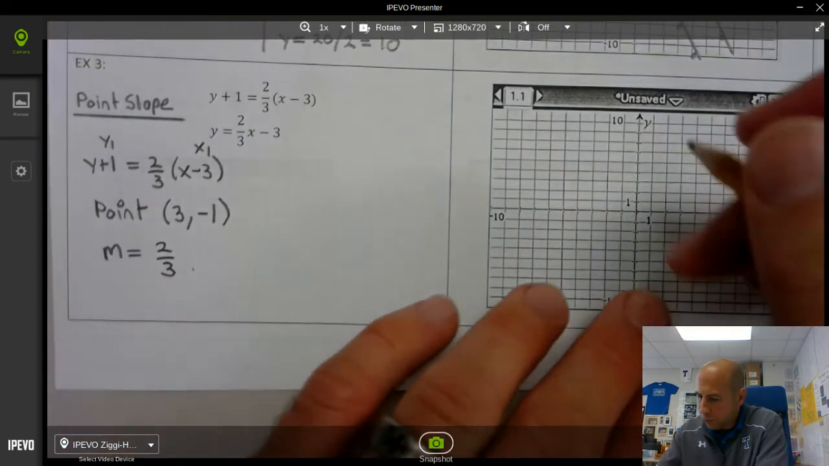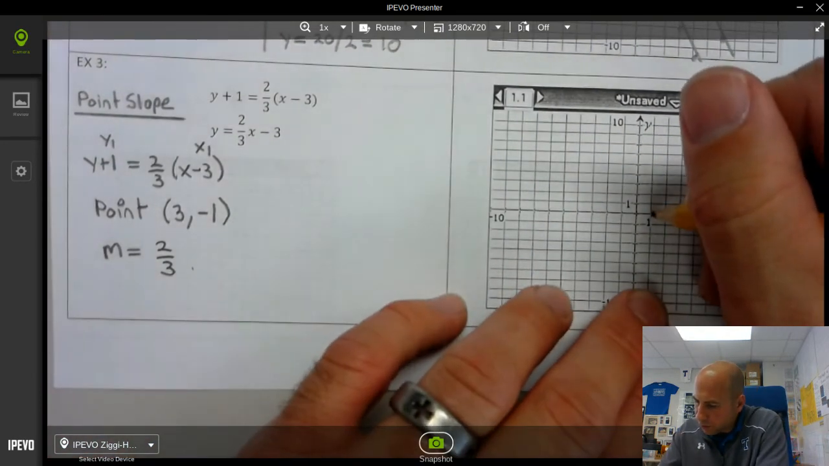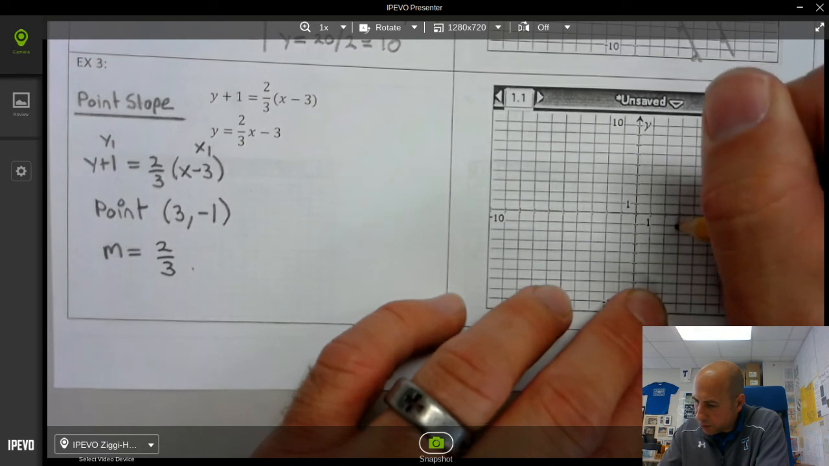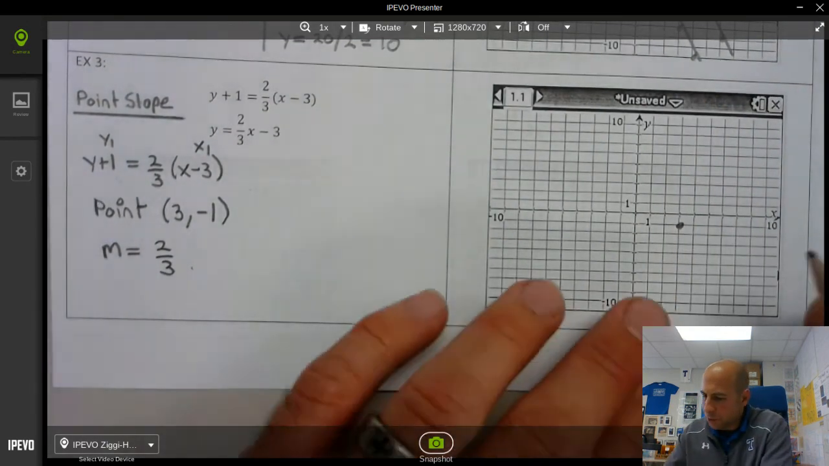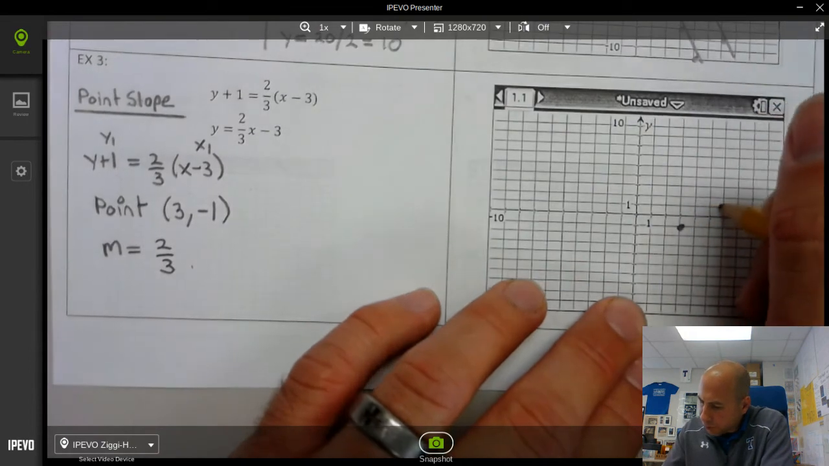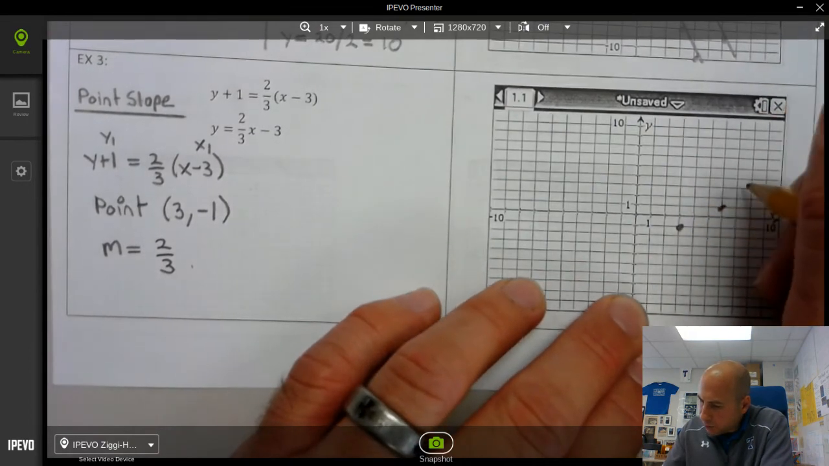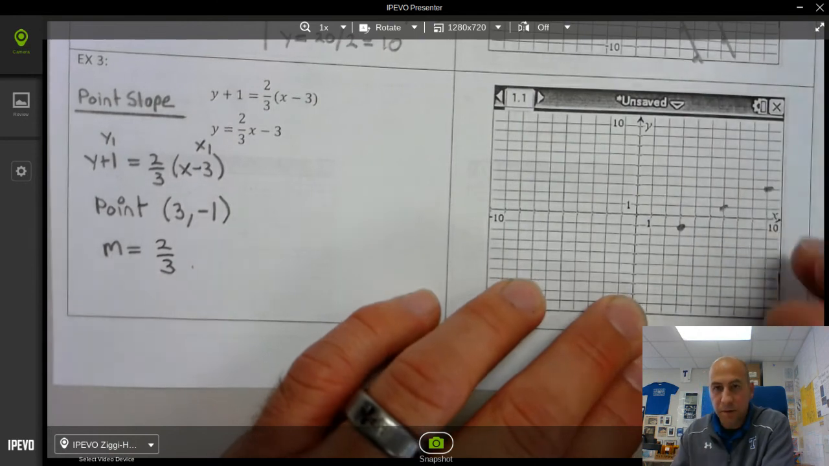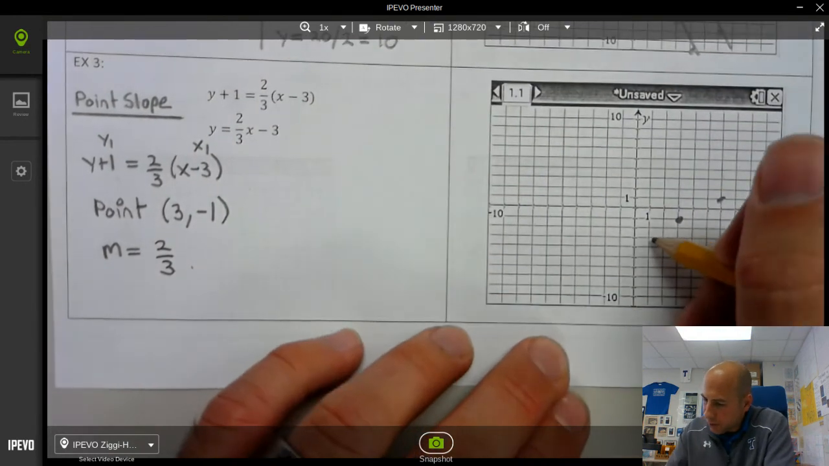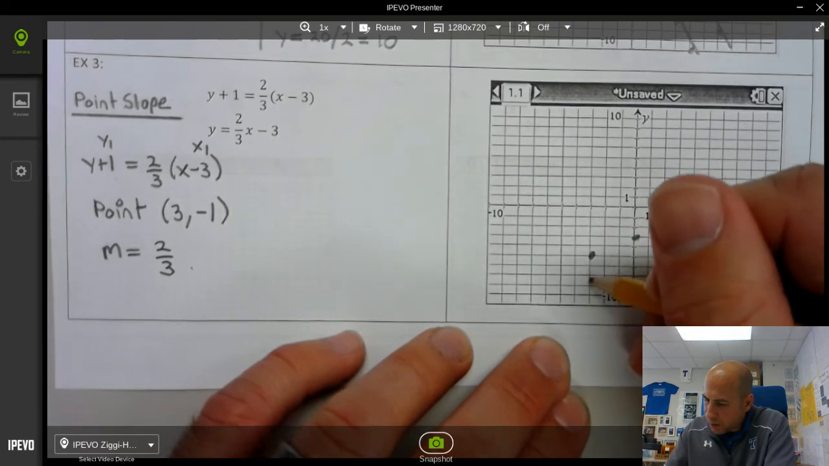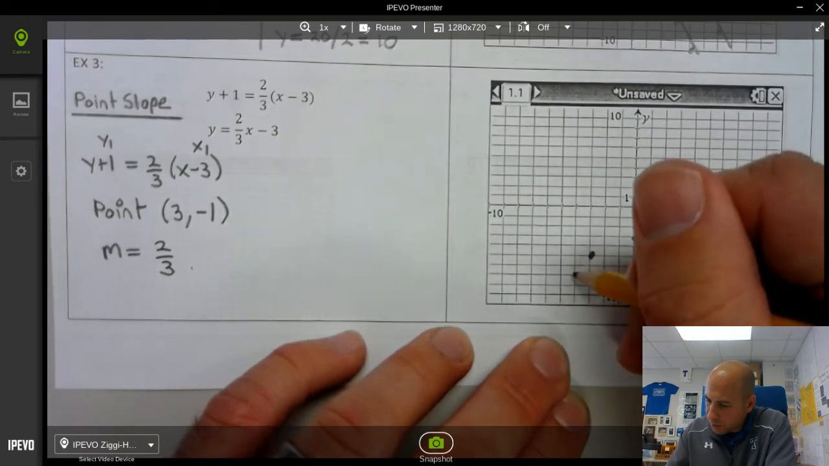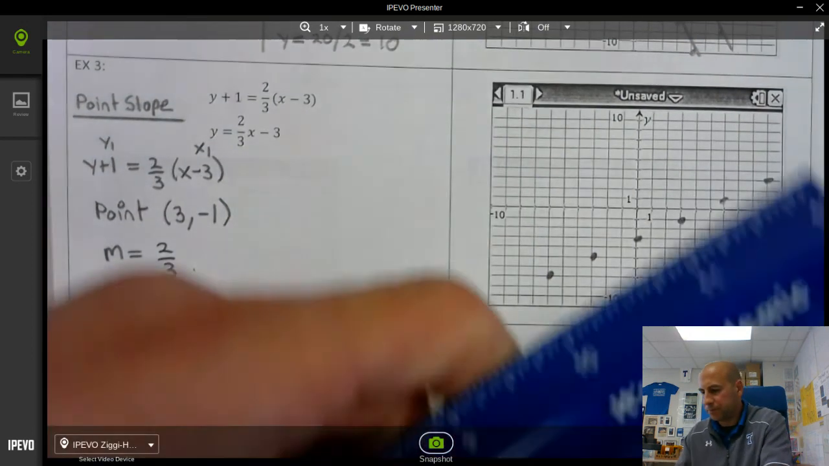Okay. So we graph 3, negative 1. So to the right 1, 2, 3, down negative 1. And then our slope is up 2 to the right 3, up 2 to the right 3. And then we go down 2 to the left 3, and repeat.